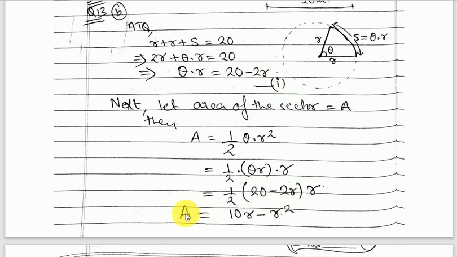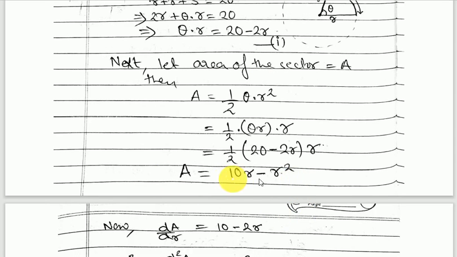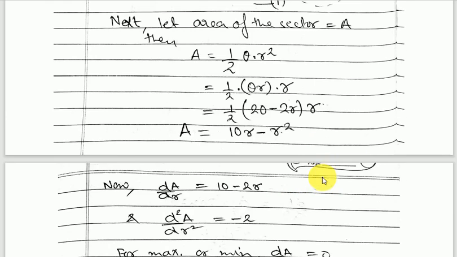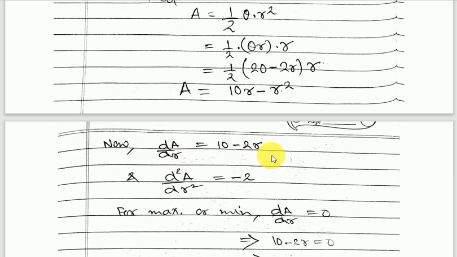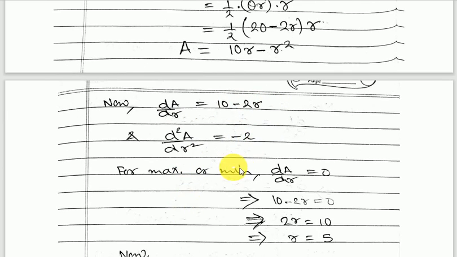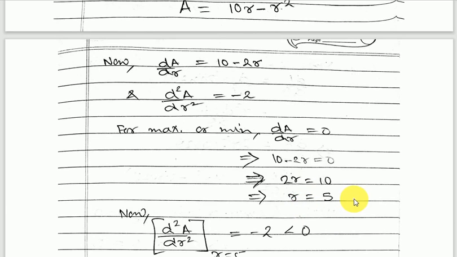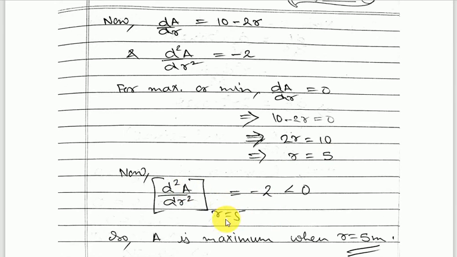So here now you can see that area is written in terms of r only. Now differentiate this with respect to r, so you get 10 minus 2r. Again differentiate, you get minus 2. Now for maximum or minimum, this first derivative should be equal to 0, so you get r equal to 5. So now second derivative for r equal to 5, you get minus 2, which is less than 0.